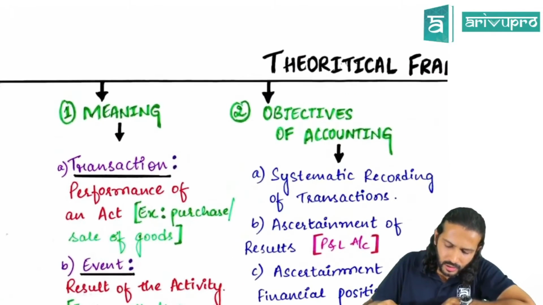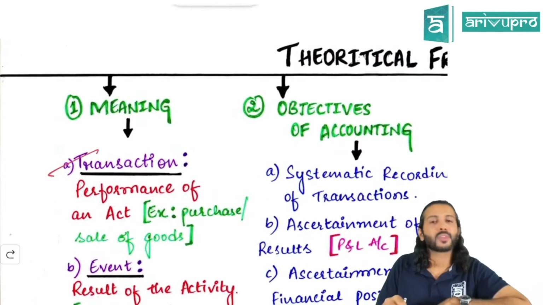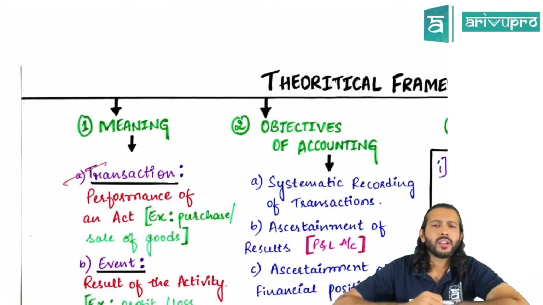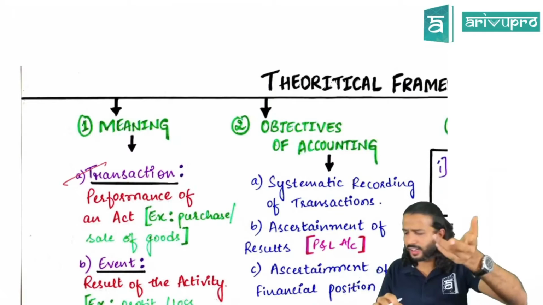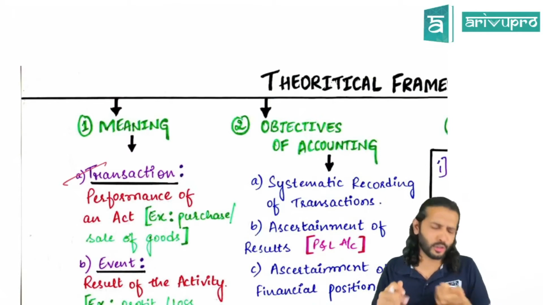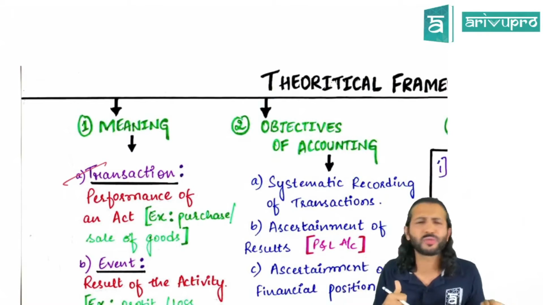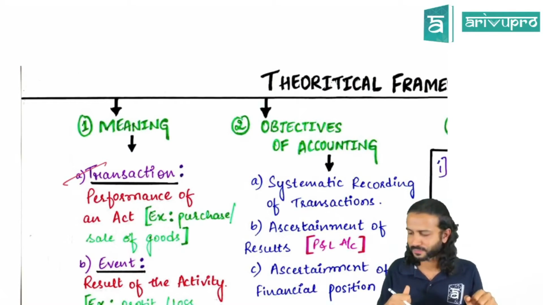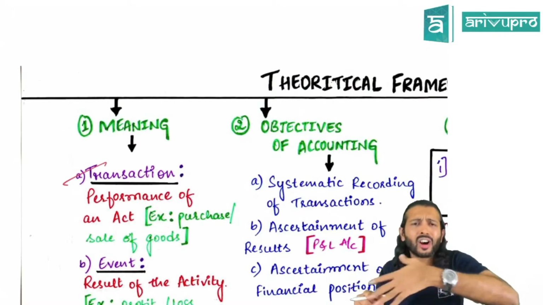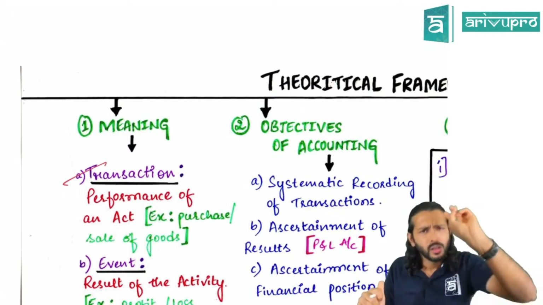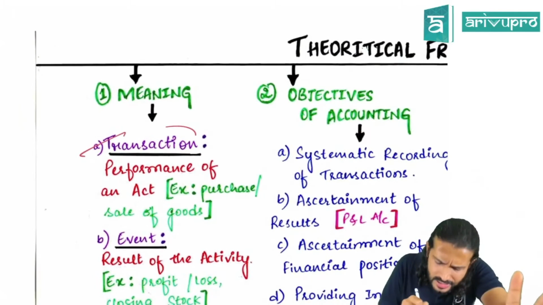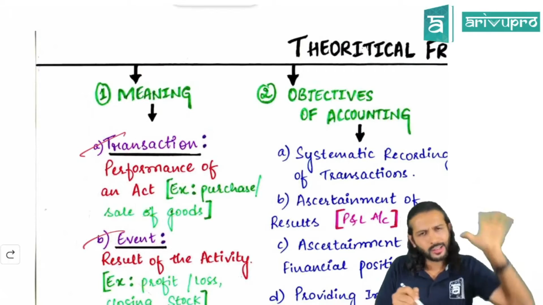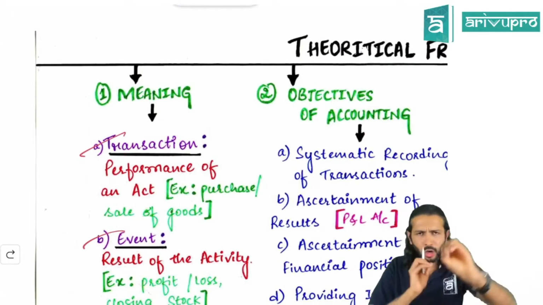First thing is transaction. What do we mean by transaction? If you remember the definition of accounting from your 11th standard, or first PUC as we call it in Karnataka. What was the definition of accounting, sir? Some of you said recording. What do we record? In accounts, we only record two things: transactions and events. These are the only two things we record.